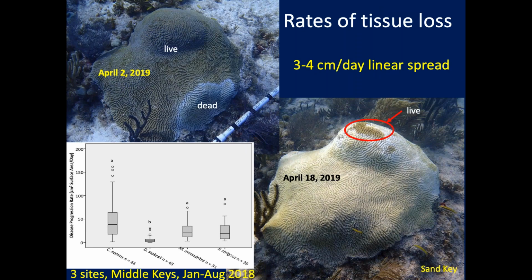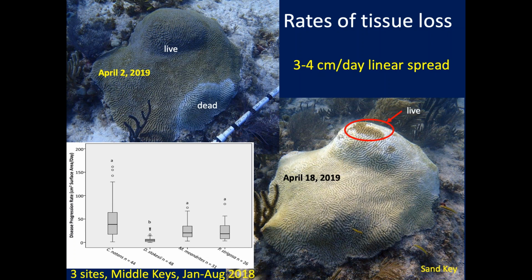So diseased colonies tend to die within a few days to months, depending on their size. In this image, I've shown 2 photographs of a colony of Meandrina, or maize coral, that's about 60 centimeters in diameter. I photographed this coral in early April, and then again 2 weeks later. In this short time period, about 95% of this coral has died.